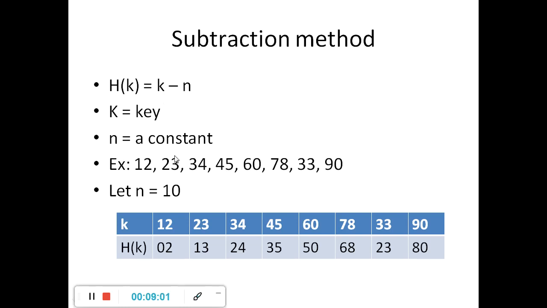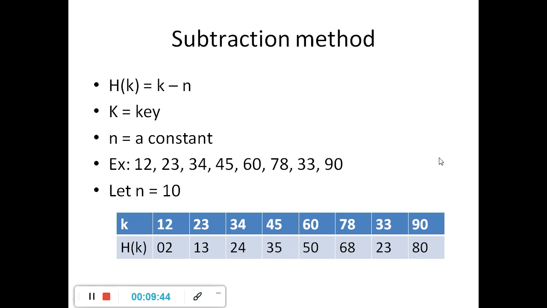So if we consider a sample example here consisting of this data stream and assume that the value of n is 10, a simple table indicates the values of keys and h of k, that is, the addresses generated. The first input data is 12, so 12 minus 10 is going to be 2. The second data is 23, so 23 minus 10 is 13. The list just goes on. So this table means that key 12 will be stored at hash address 2. Value 23 will be stored at address 13. Value 34 will be stored at address 24, and so on and so forth.